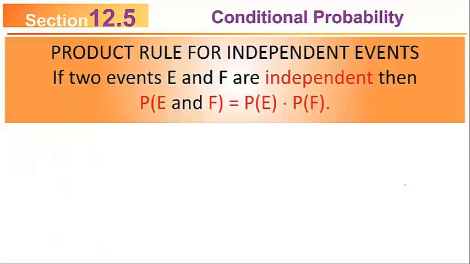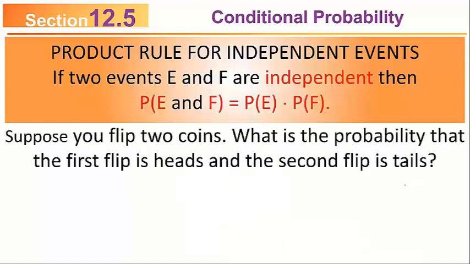And this leads to something called the product rule for independent events. If two events, E and F, are independent, then the probability of E and F is the probability of E times the probability of F. That was one of the tools that I flashed up at the very beginning and said we would get to later. Suppose you flip two coins. What is the probability that the first flip is heads and the second flip is tails?